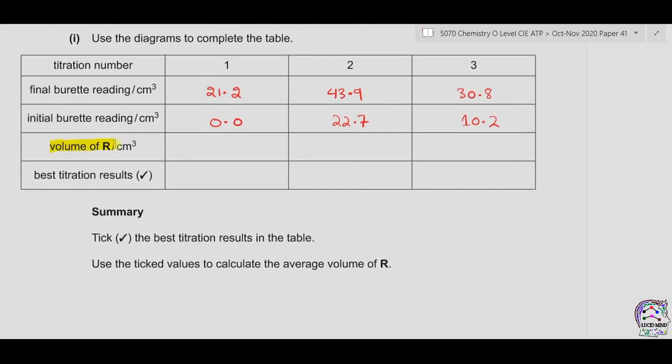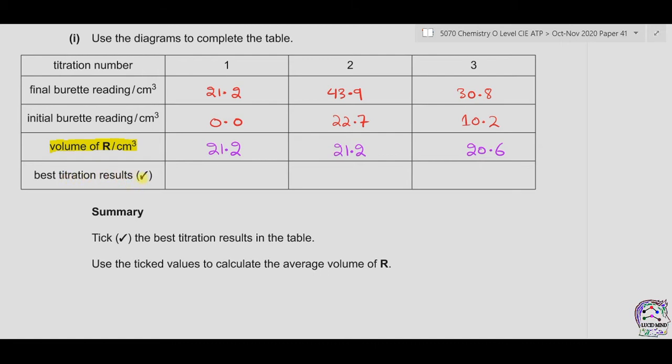Next is the volume of R in centimeter cube that is used. You can take this value by subtracting final with initial, so we have 21.2 as the volume of R in the first titration. While subtracting these two, we have 21.2, and subtracting these two, the value is 20.6.